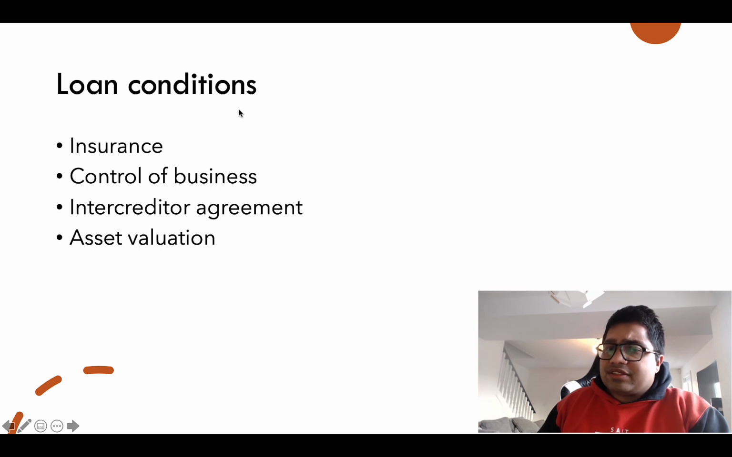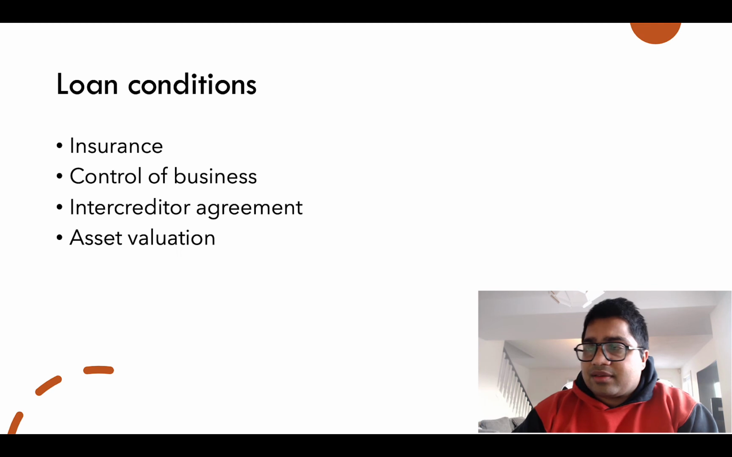Now there are certain conditions that the banks or lenders can put. Most lenders mandate that you have insurance for the business. If they are giving you money, they may ask for certain insurance. Then they may ask you to give certain control of the business. This generally is a condition for when you don't pay. If you don't pay, they may get control in your business. Then there can be an intercreditor agreement in which, if you are borrowing from two or more creditors, two or more banks, those banks can make an agreement between themselves on who gets paid first. Or banks or financial institutions can ask you to value your assets, do business valuations.